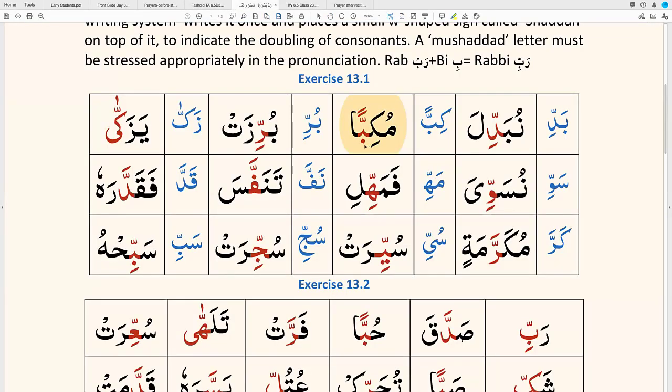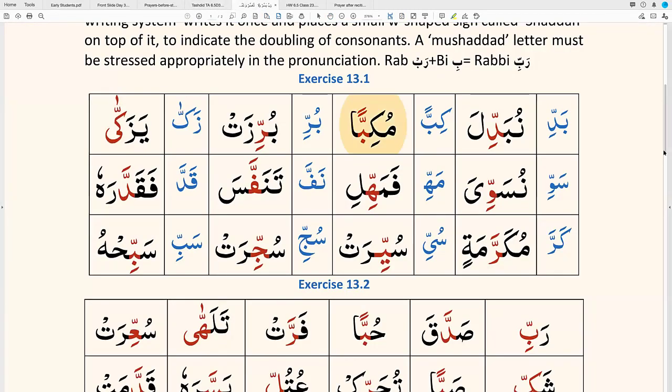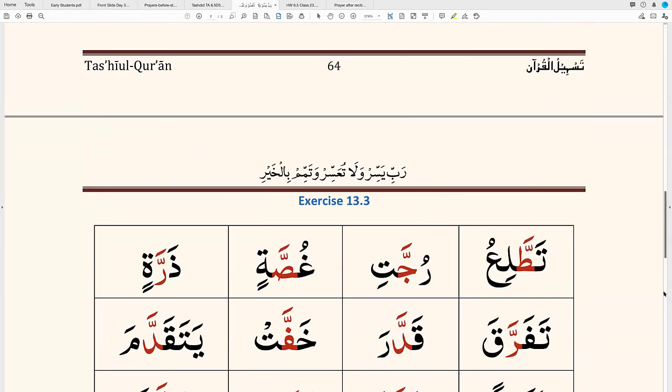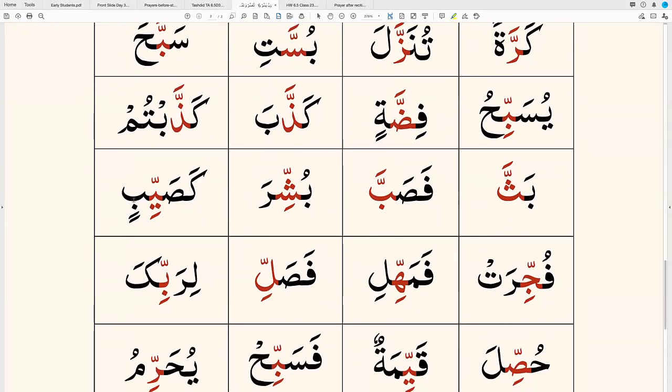So, having joined, you would then say, this is a fathatain, and you would make the right sound there. And once you've done that, then you pull it all together: the vowel letter, the mushaddad letter, and the stroke that the mushaddad letter carries. And it is really as simple as that. Whenever you encounter mushaddad letters, those are the steps that you need to do. Okay, so let's start with where we finished in the main class yesterday, which I believe is here. So if I may have a student to the mic, and we'll move on.